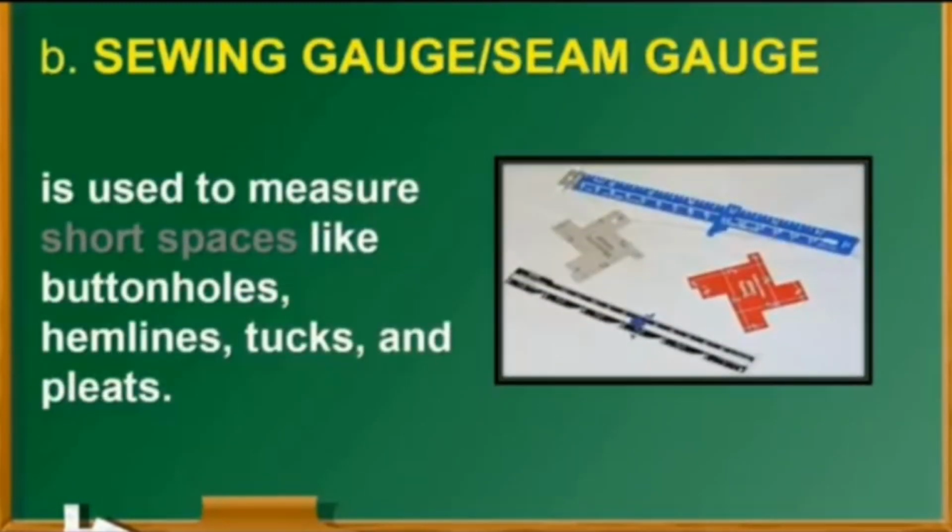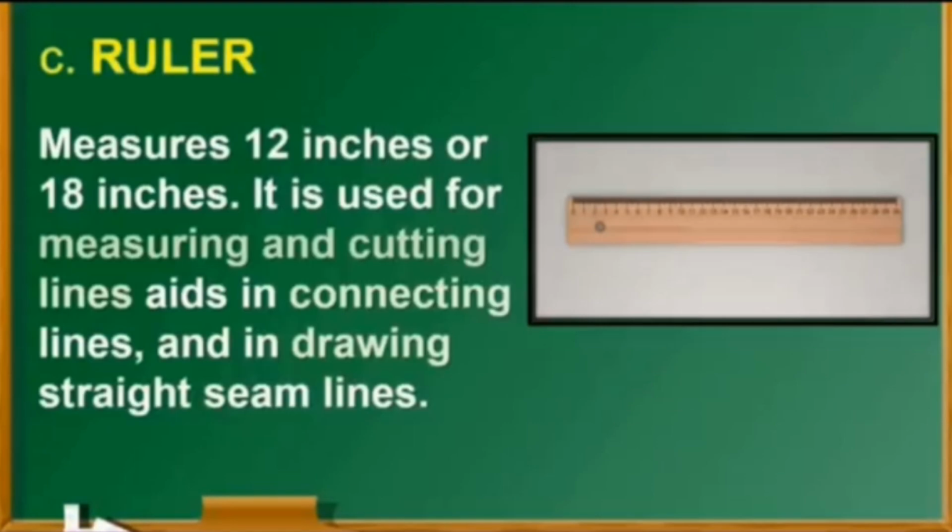Sewing gauge or seam gauge is used to measure short spaces like buttonholes, hemlines, tucks, and pleats. It is about 6 inches in length with a sliding guide. Next would be the ruler. It measures 12 inches or 18 inches. It is used for measuring and cutting lines, aids in connecting lines, and in drawing straight seam lines.